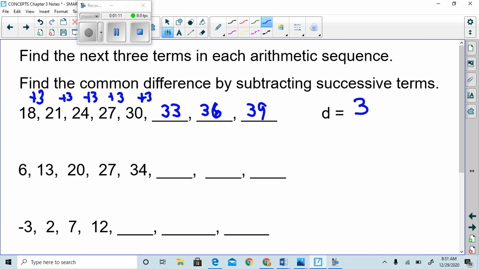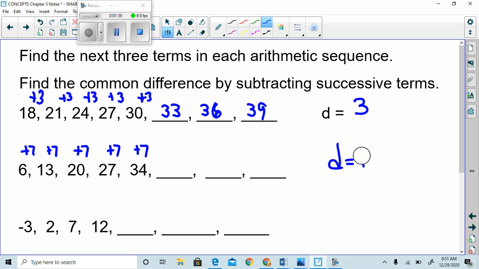On to the next. Again, looking at these numbers, 6 to 13, 13 to 20, 20 to 27, 27 to 34. If I were to find the difference by subtracting successive terms, I'm going to see that there is a difference of 7 consistently through this pattern, which means that my common difference is 7, and you can complete the pattern.